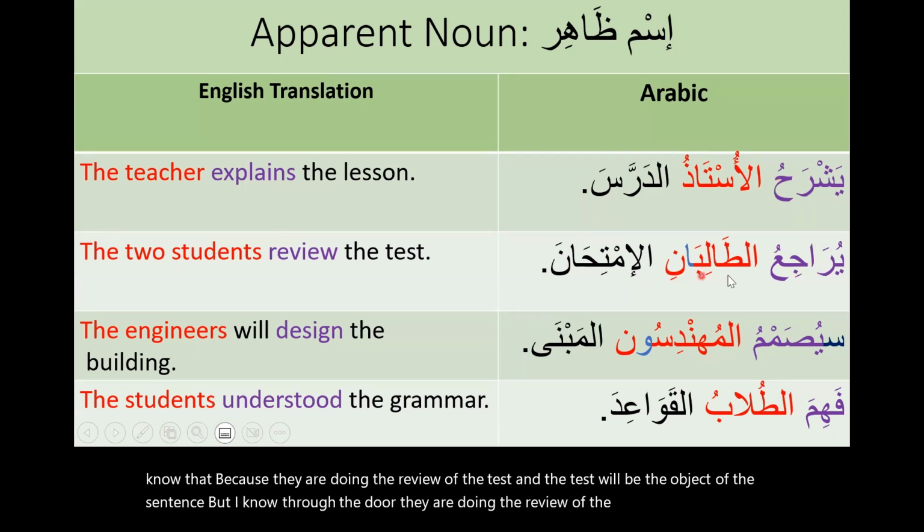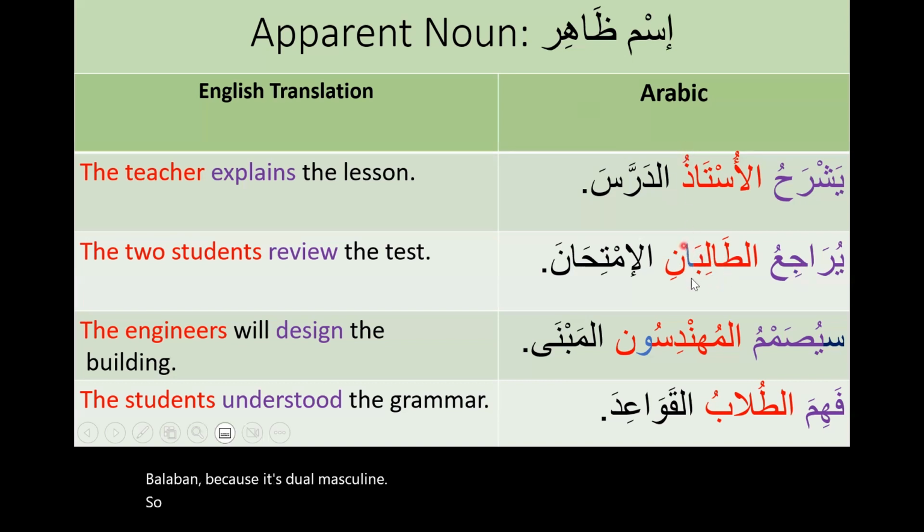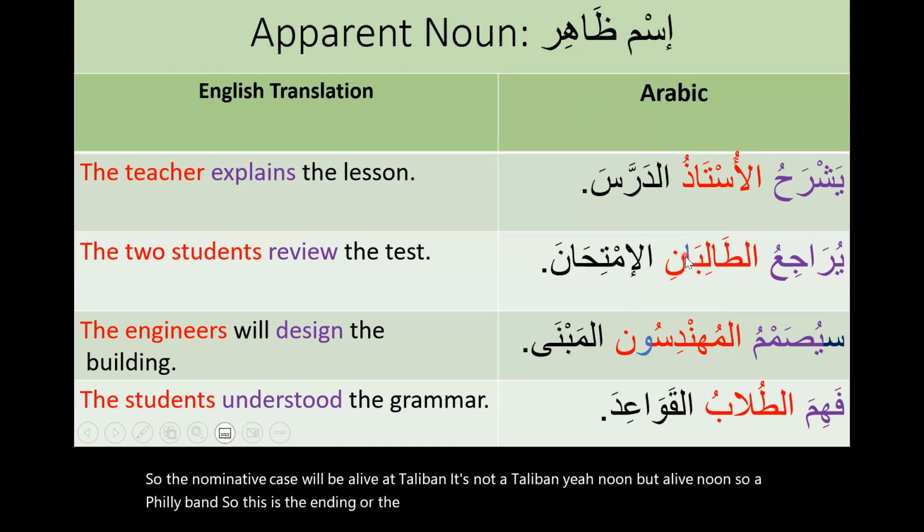That's why الطالبان, because it's dual, masculine. So the nominative case will be alif, الطالبان. It's not الطالبين, ya noon, but alif noon. So this is the ending of the nominative case for the dual, masculine or feminine, when it is the subject of the sentence.